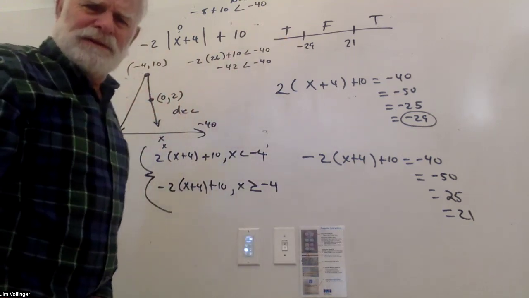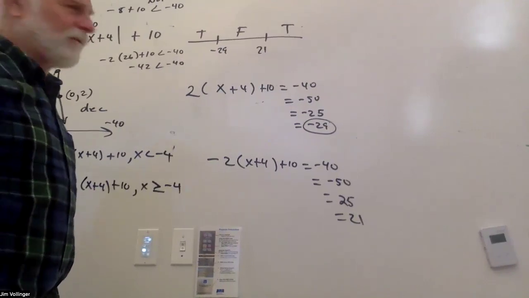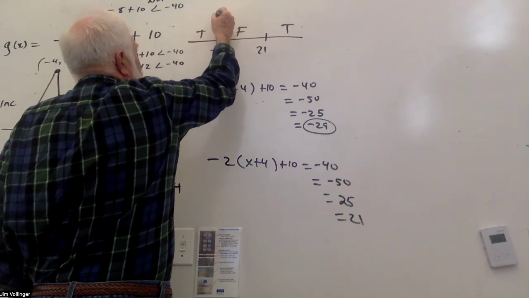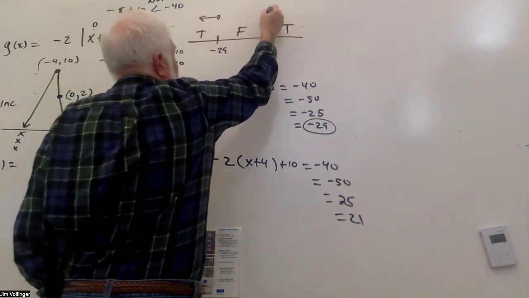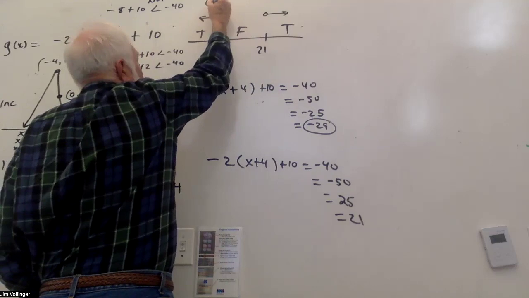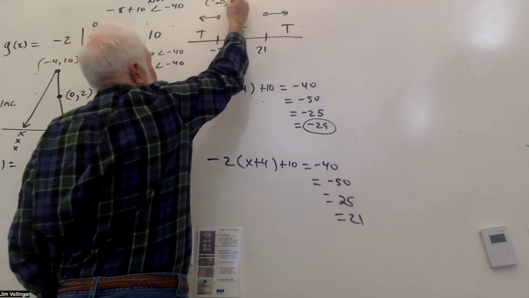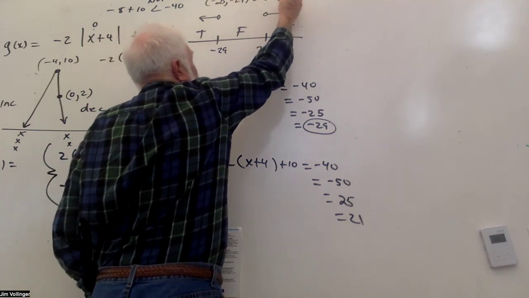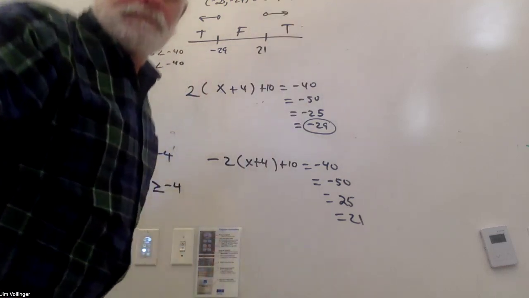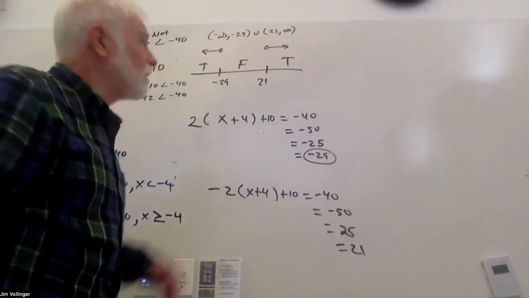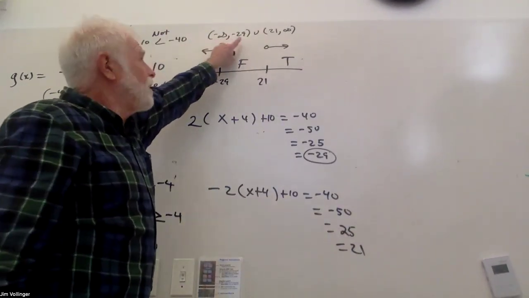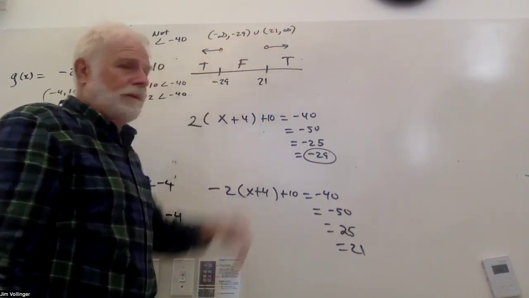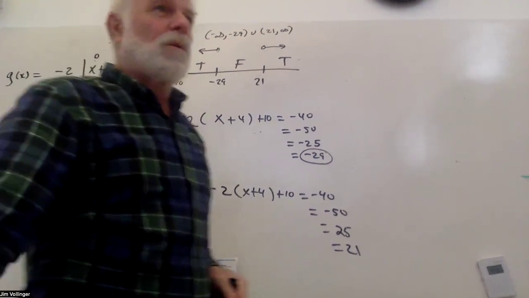And I forgot to write these in interval notation. I'll be asking you to write them in interval notation. So what's this in interval notation? Open circle in that direction, open circle in that direction, and the interval notation is negative infinity to negative 29, union 21 to infinity. So negative infinity to negative 29, union 21 to infinity is the way we can write this information in interval notation. All right, so one more.